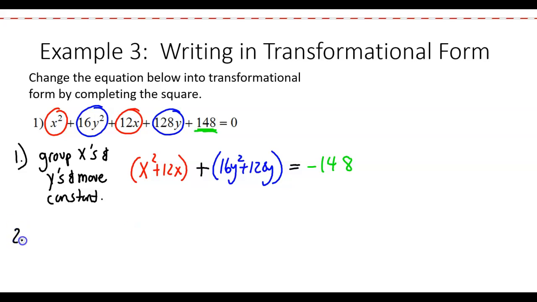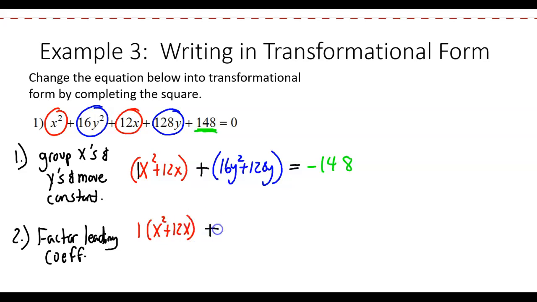Step 2 is to factor out leading coefficients. Now for my x's, all I have here is a 1, so I'll write the step like I'm doing it, but it really doesn't matter to take out a 1. You don't have to do that. But just so you can see it in the steps, we'll do it. Now the blue one, though, it does matter. We need to take that 16 out of the front there. So I'm going to take a 16 out.